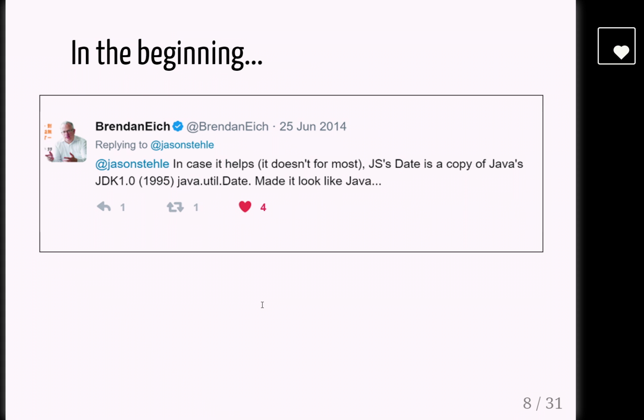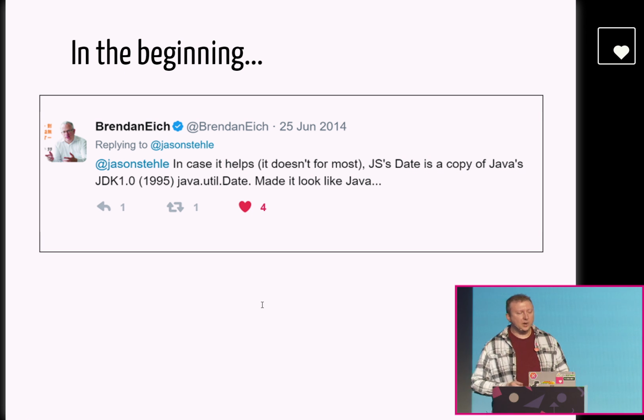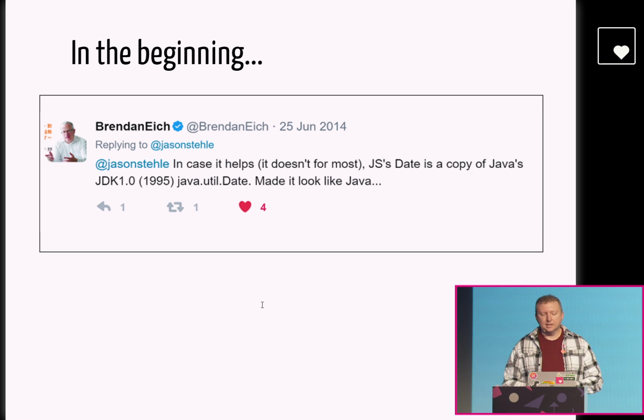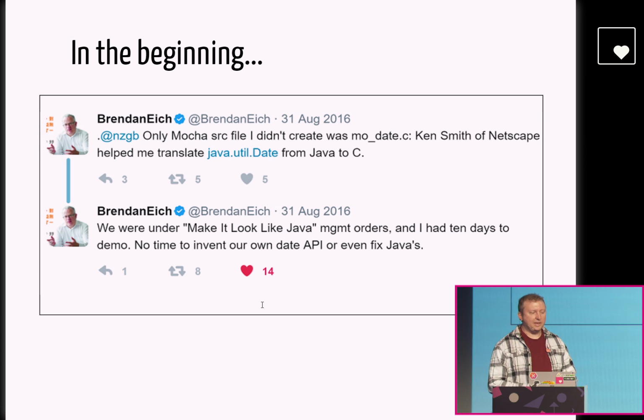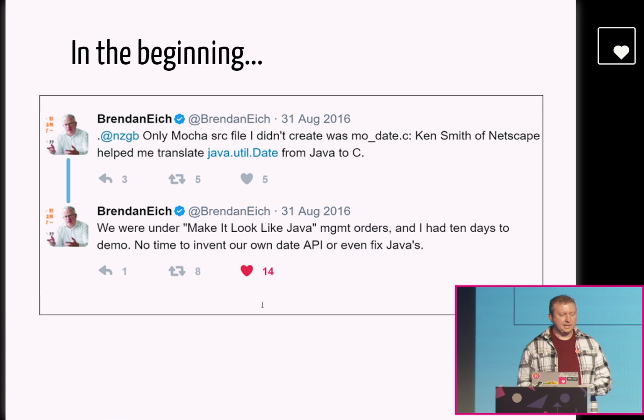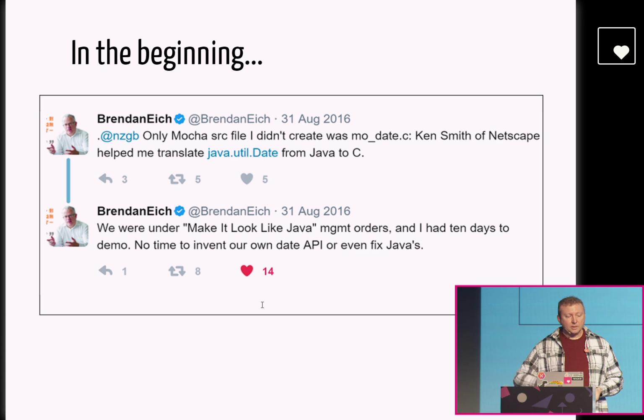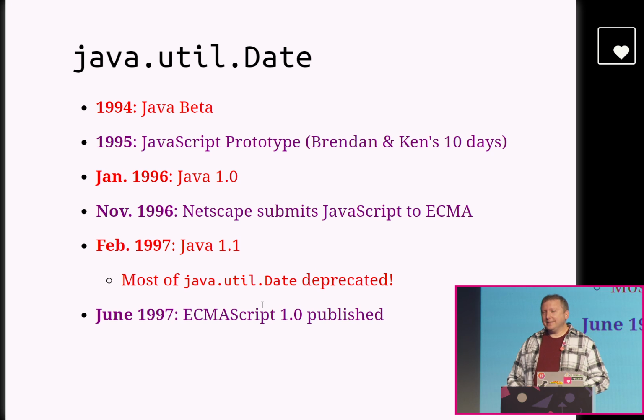And I have to go back to the beginning. Brendan Eich, one of the inventors of JavaScript, called LiveScript back then, has been very clear on this point. They had very little time to do this, and they were just told, make it look like Java. He's told us many times, and there are a couple of blog posts. It actually wasn't Brendan who implemented it, it was Ken Smith of Netscape. He took the java.util.Date code from Java in C in the implementation and translated it into the implementation for the early days of JavaScript. This is what that looked like.